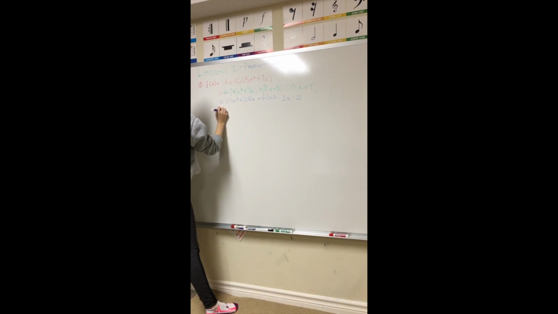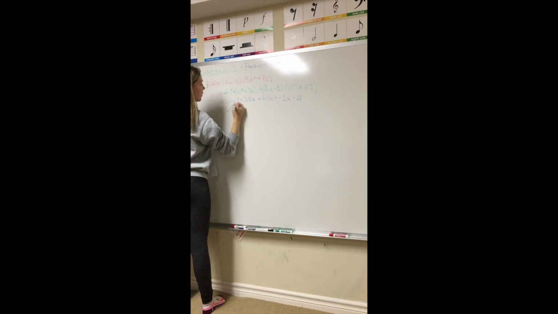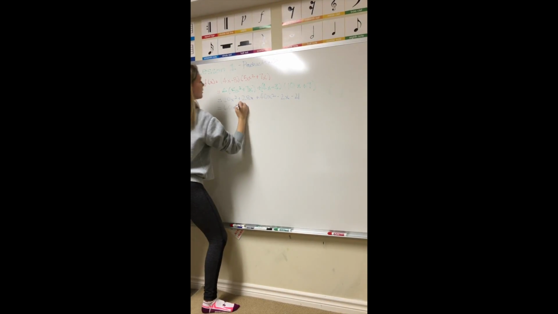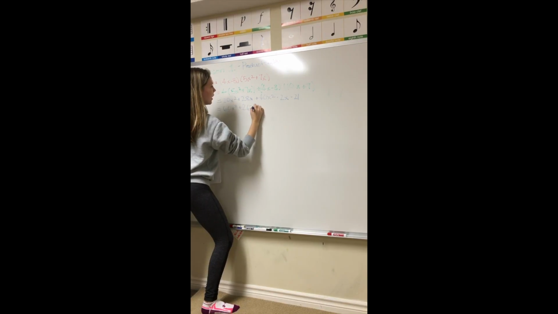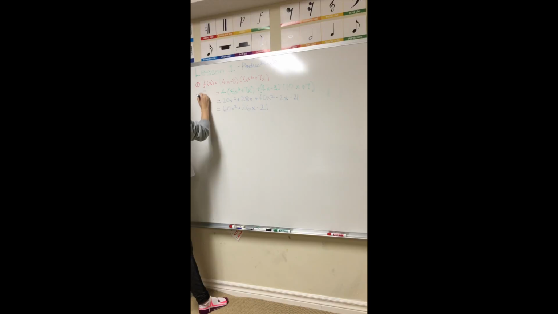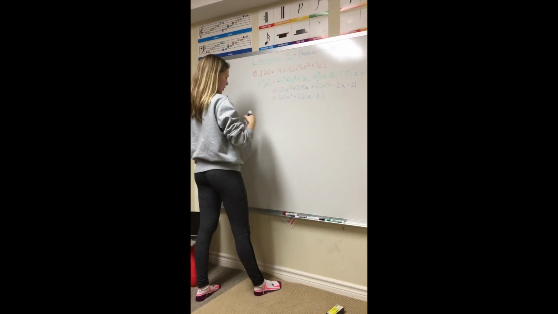Then you're going to collect your like terms. So it's going to be 60x squared using these two. 28x minus 2x is plus 26x, and then you're left over with your 21. And this is f prime at x. That's your final answer.